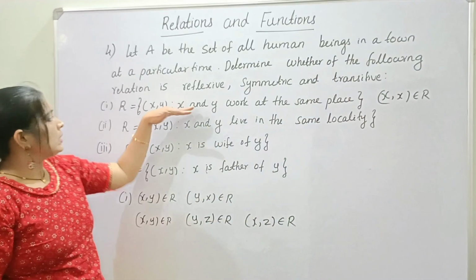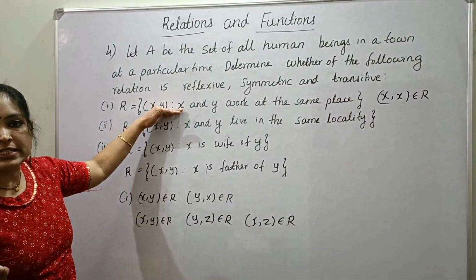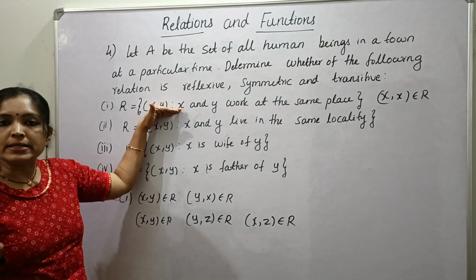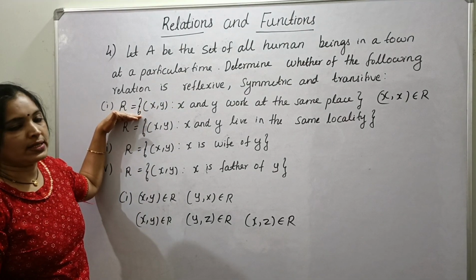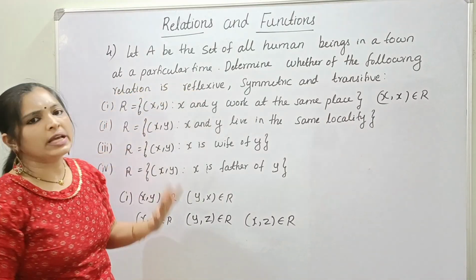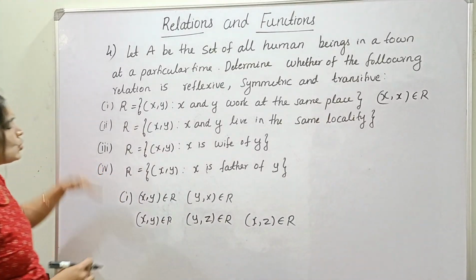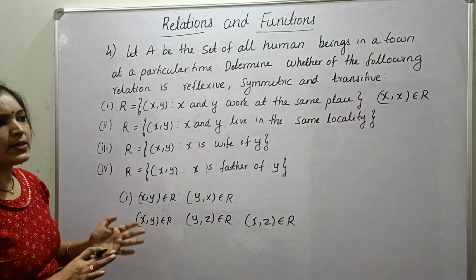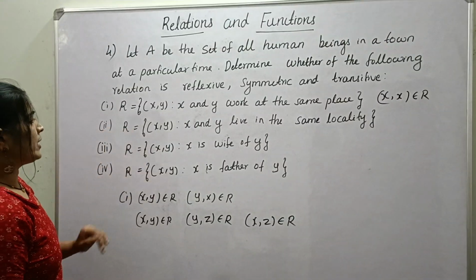So the first relation R is reflexive, symmetric and transitive. Therefore, this relation is an equivalence relation. We only have to check whether this relation is reflexive, symmetric and transitive. So the first relation is reflexive, symmetric and transitive. Now what about the second relation?